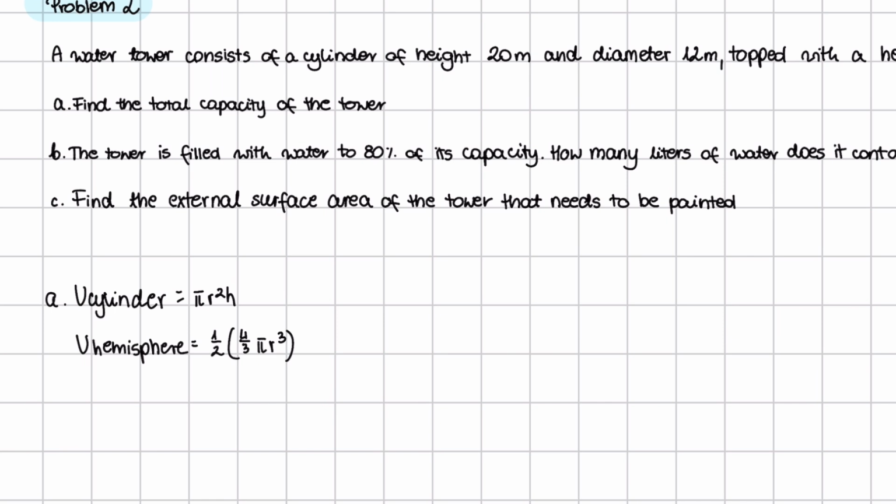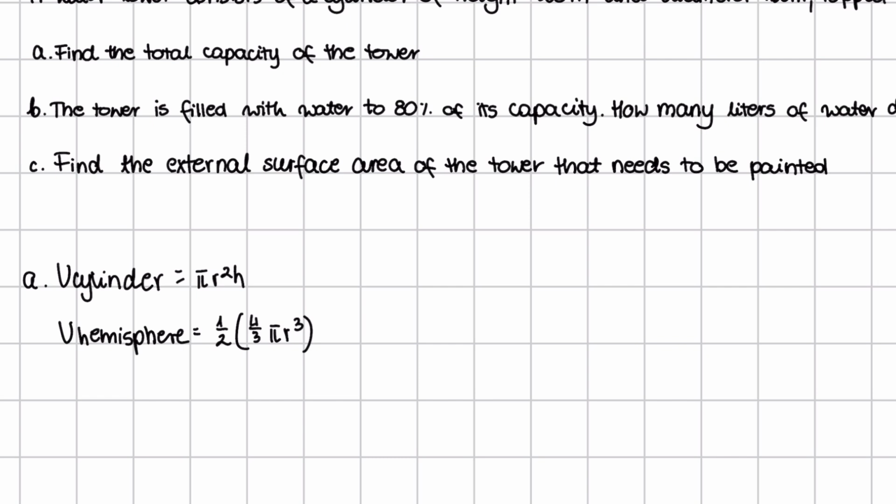However, you're given sphere formula. So we know that hemisphere is a half of the sphere. So basically we have to multiply it by half, so 1/2, and this is the formula for the volume of sphere, and 1/2 because we take only a half of the sphere, so hemisphere.